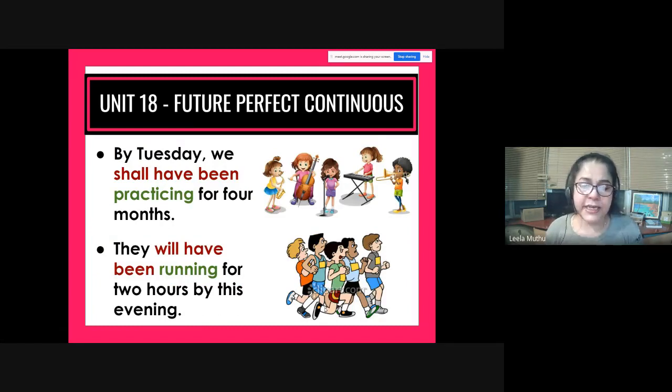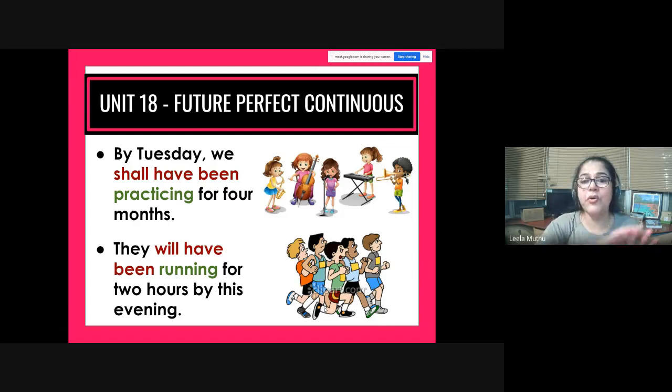By Tuesday, we shall have been practicing for 4 months. So future date is already mentioned, Tuesday, right? Okay, so an ongoing action which will continue till Tuesday will be practicing. And 4 months. So now let's count back 4 months. Okay, now we are in March now. So that would be in December. Okay, so in December they started practicing. So by Tuesday, they will complete 4 months. So by Tuesday, we shall have been practicing for 4 months.